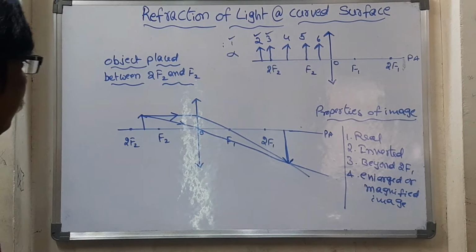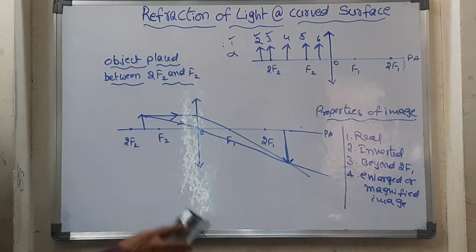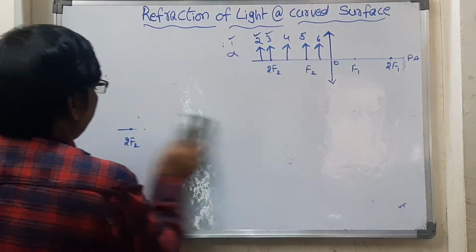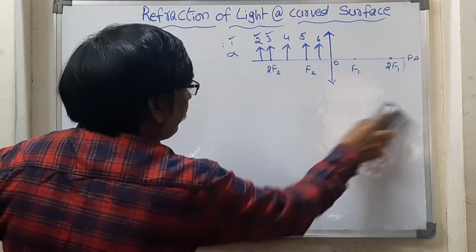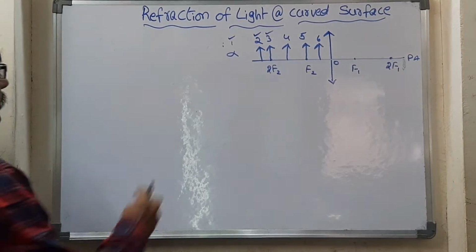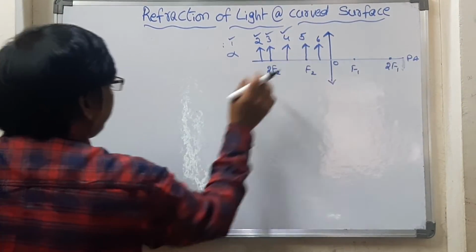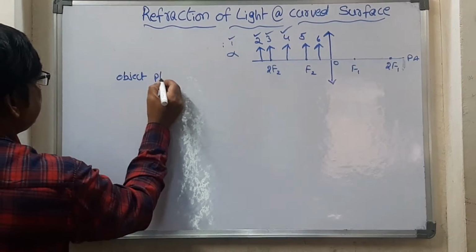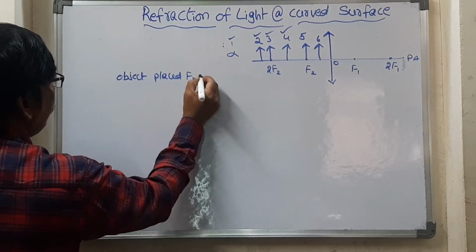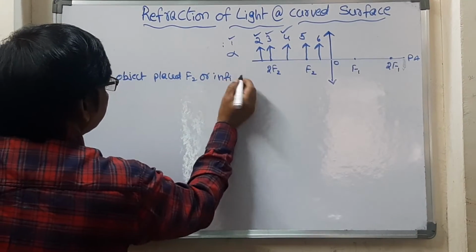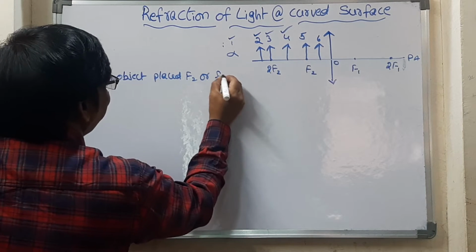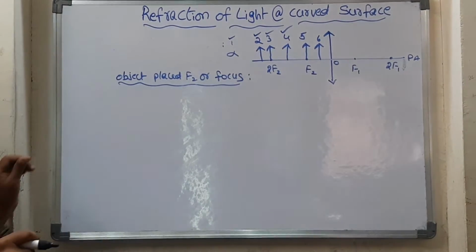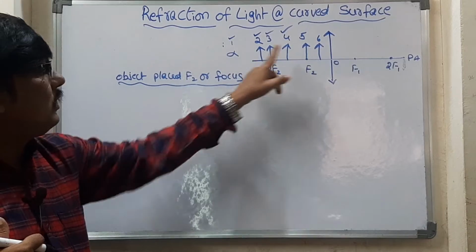The next one is, okay, take a screenshot. Right. And now let's go for the next situation. What is the next situation? Now let us see. Here we have completed this part, and now we have to take the object placed at f2, or the image will form at infinity. So the object is placed at f2, or focus.